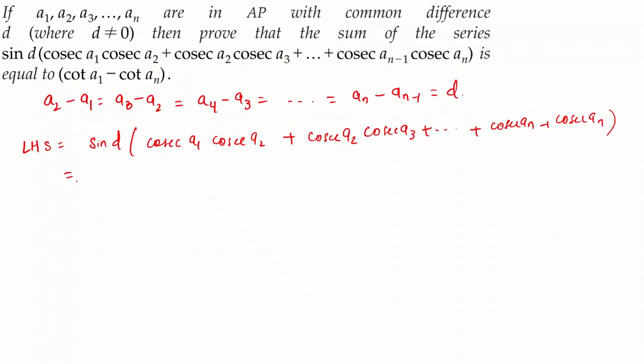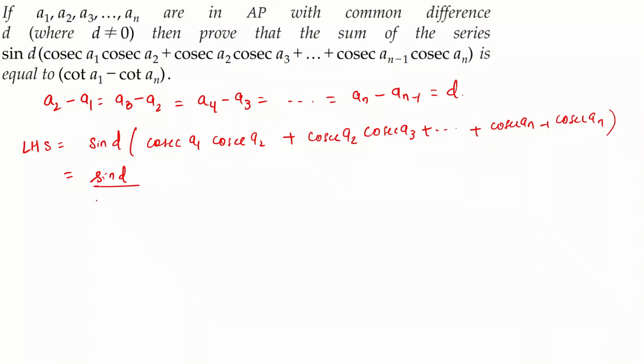Okay, so now what we do, we can write this d as a2 minus a1 for the first case. So what I do, first of all, I multiply the sine d to each and every term. So I get sine d, and I transform these cosec a1 and cosec a2 into sine a1 and sine a2 by reciprocaling them.